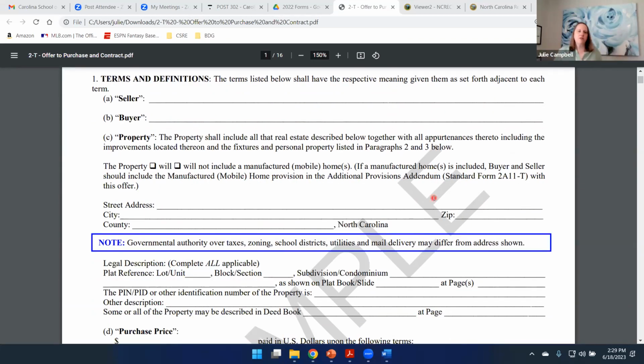The next thing we're going to define is the property. The property shall include all that real estate described below, together with all appurtenances thereto, including the improvements located, the fixtures, personal property described below.